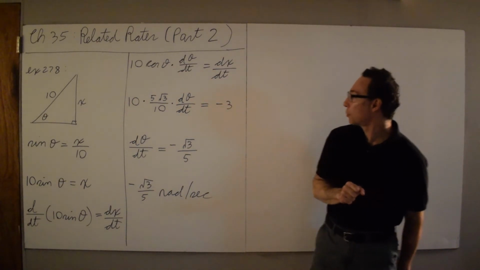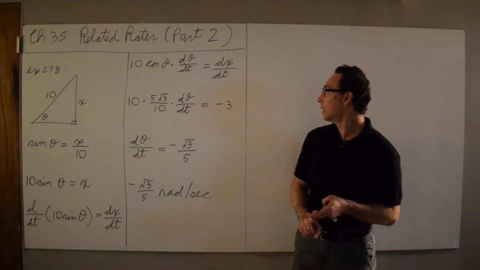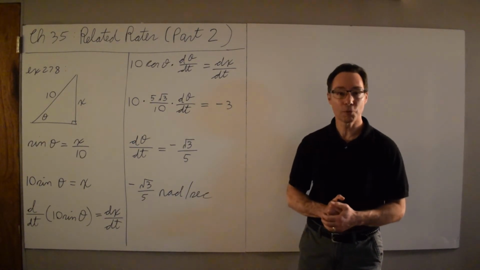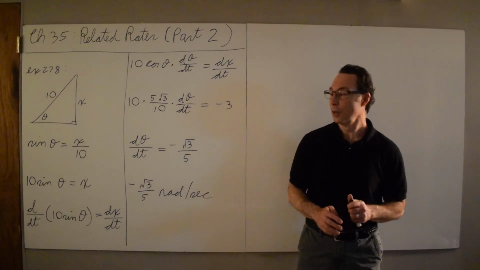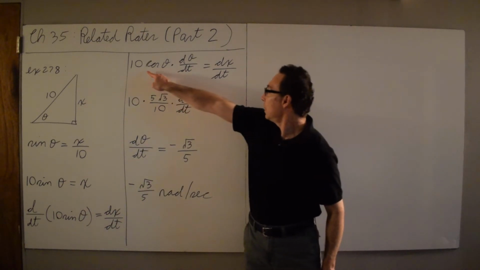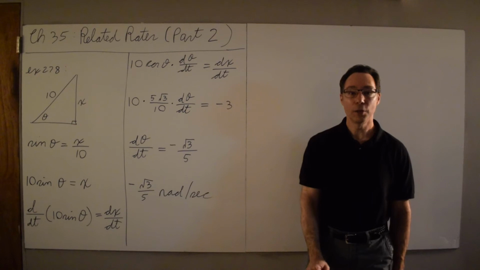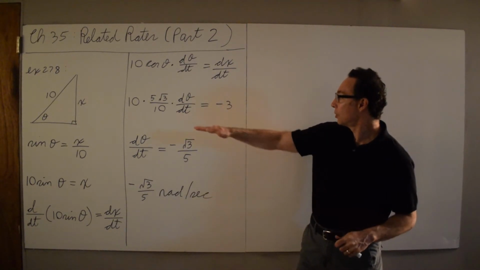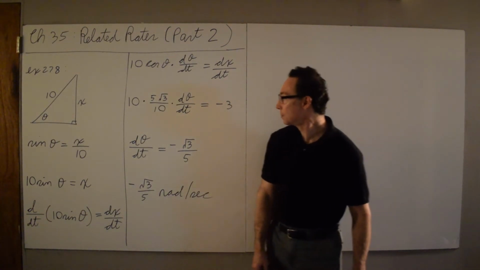Now, we have three variables. We have theta, d theta dt, and dx dt. And as I said before, we have to have been given enough information to find two of those variables. Here's the thing though. For this one, we don't actually need to know what theta is. But we do need to know what cosine of theta is. Now, we're told that at this particular time, x is 5. We want to find the rate of change of theta with respect to time when x is 5.